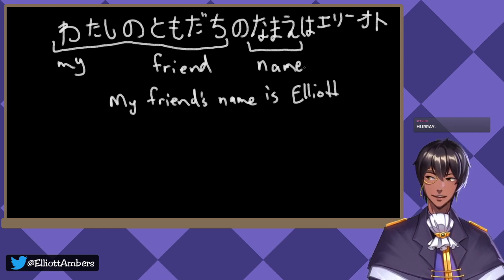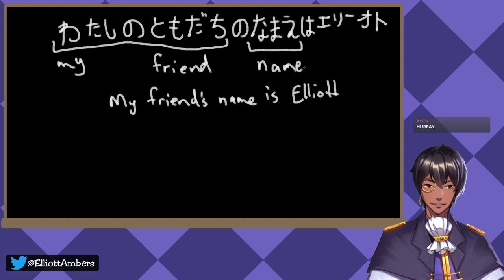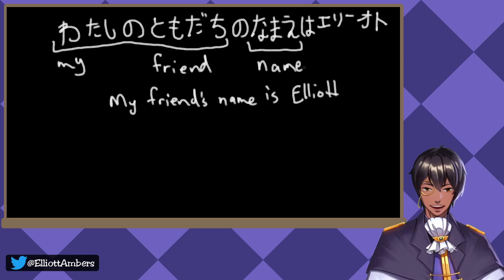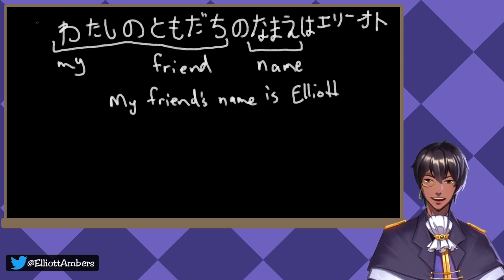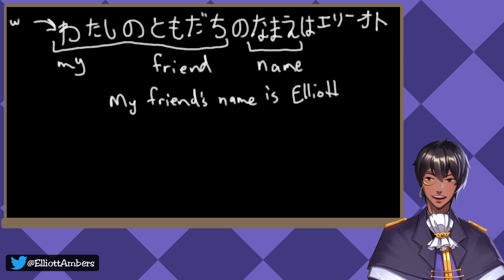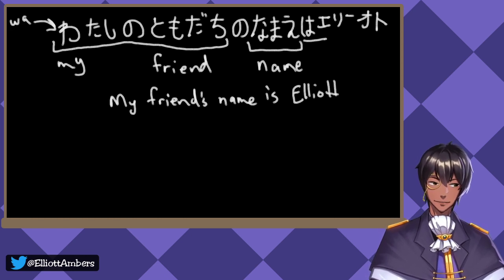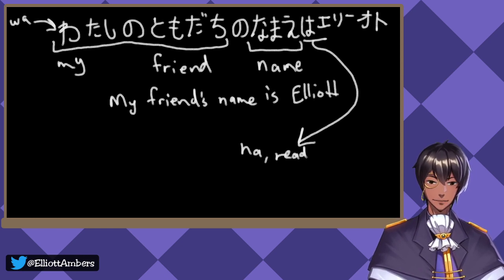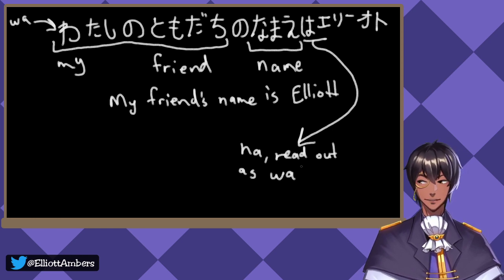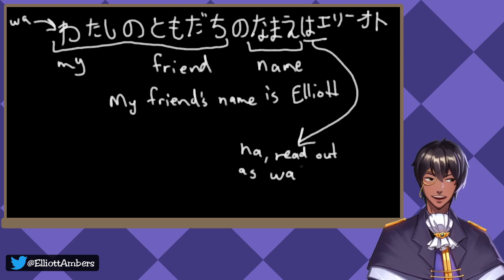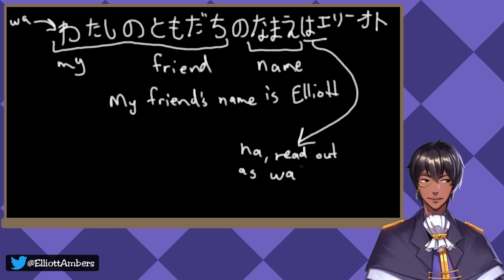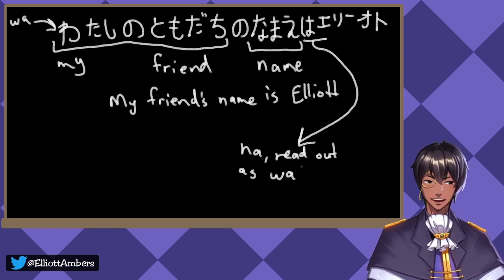So those are the two main particles we're talking about today, the wa and the no. And also one thing I want to point out, sorry. Here, this is actually the character ha, read out as wa. So despite the fact that we know this is the character ha, in the usage as a particle in a sentence, it's pronounced as wa.